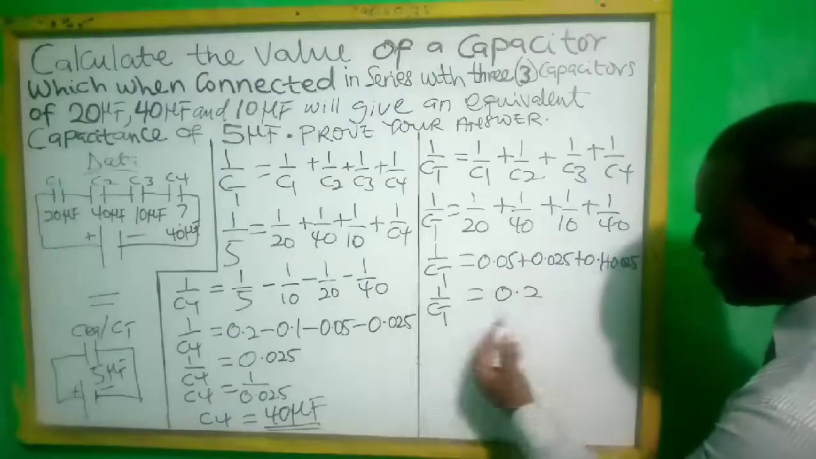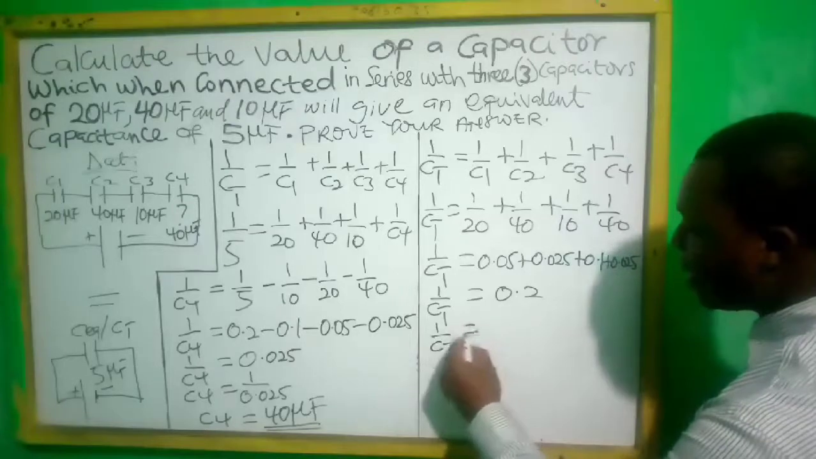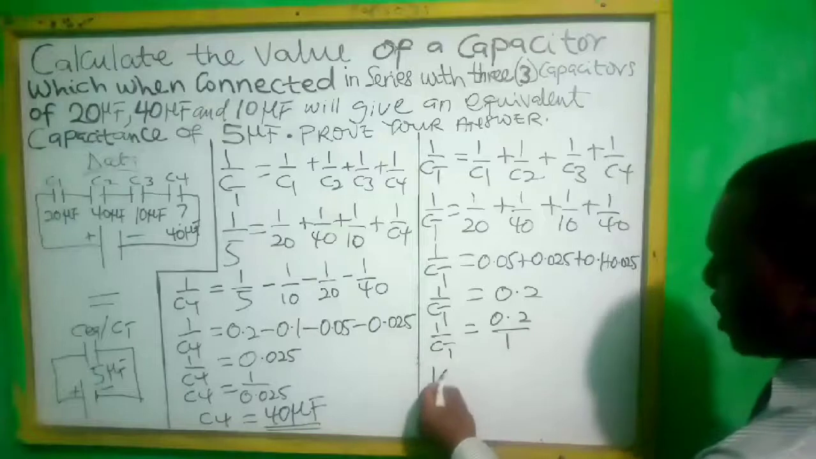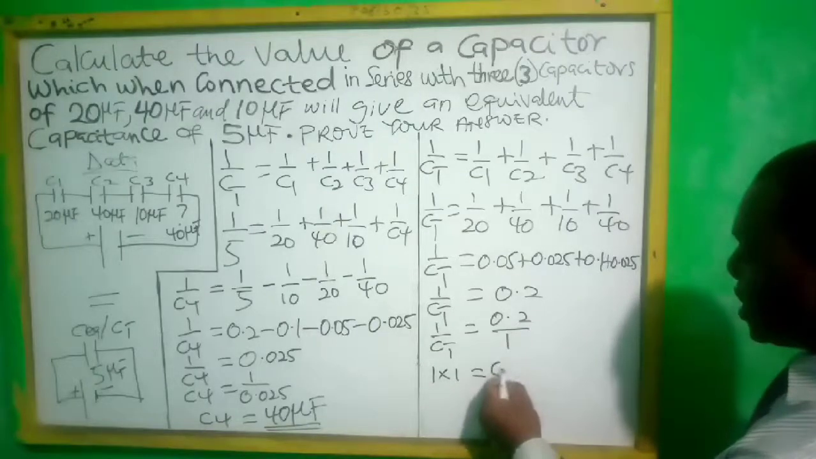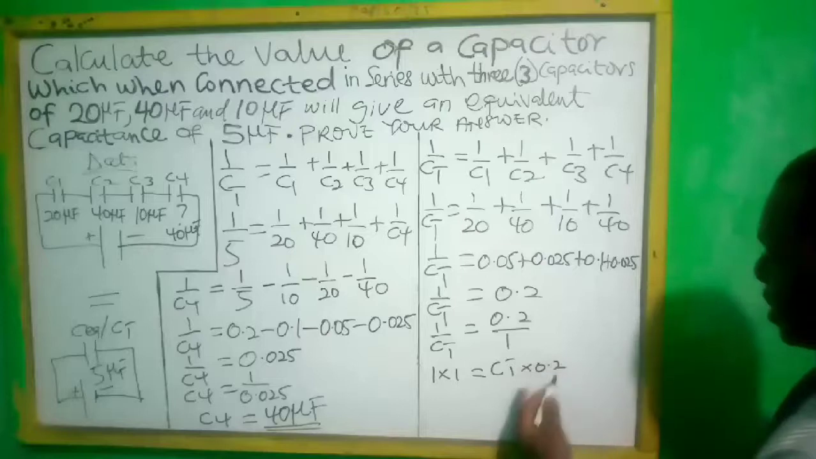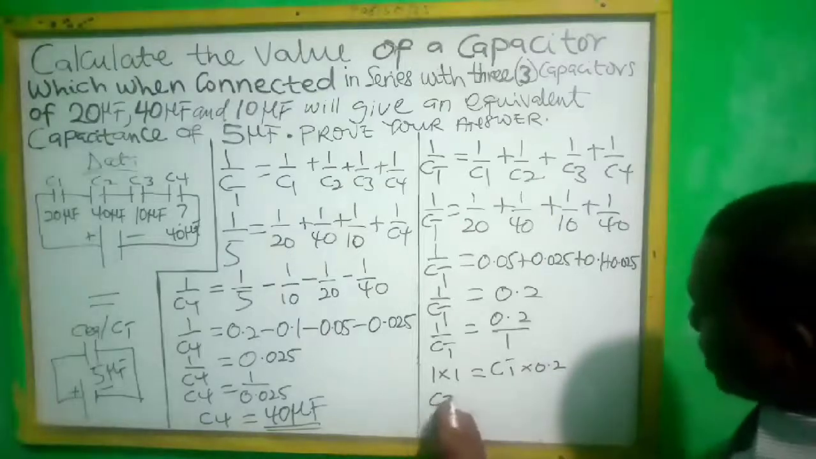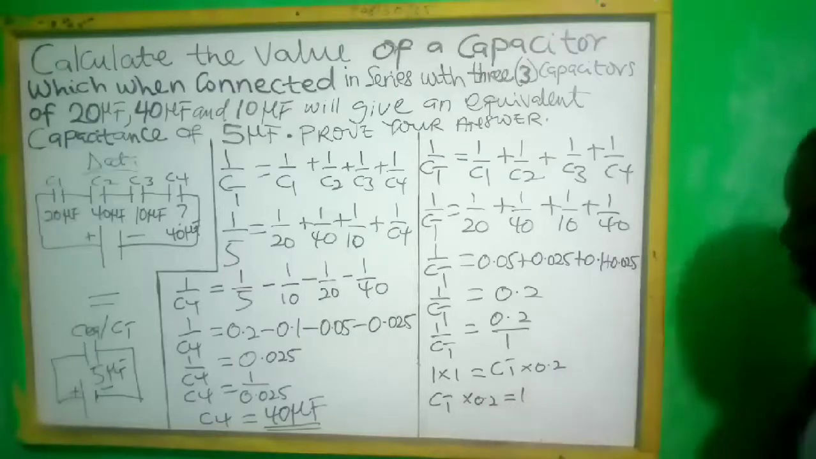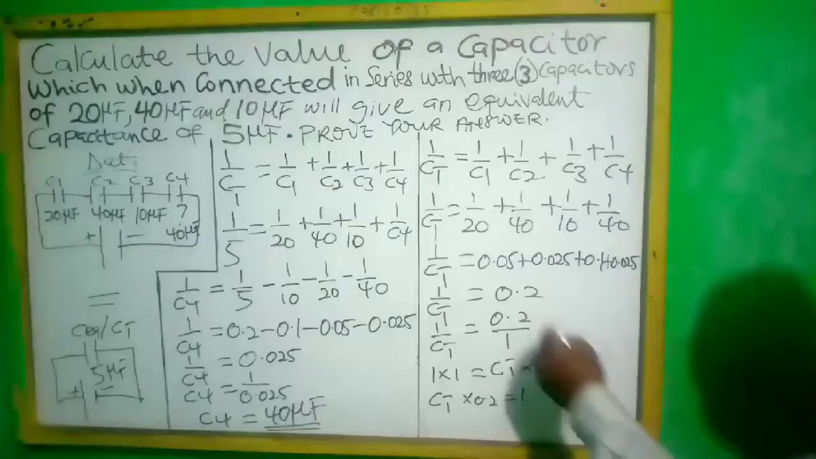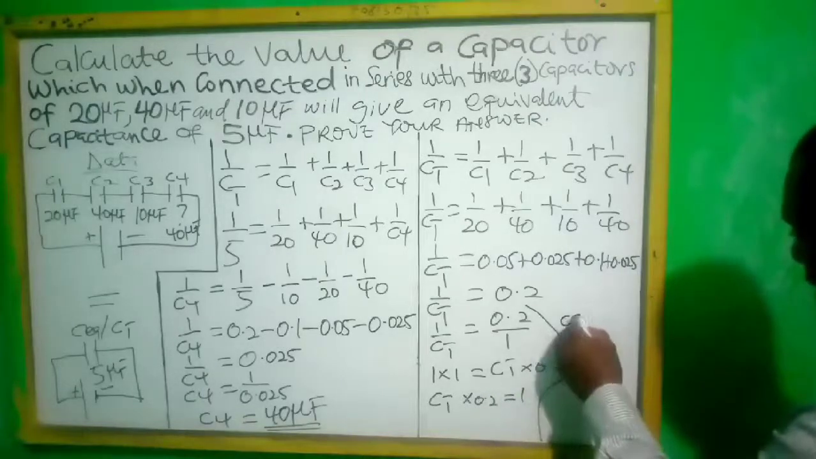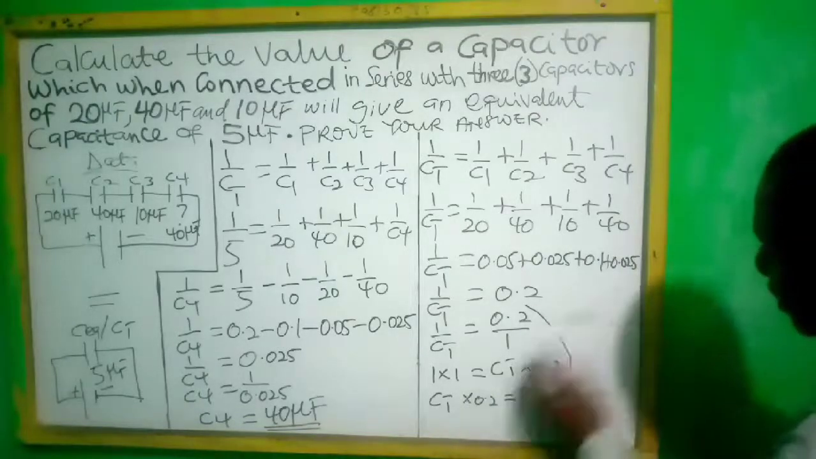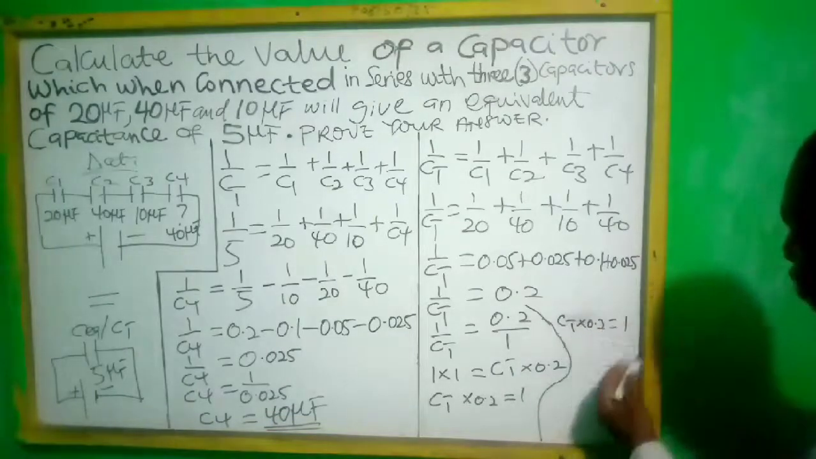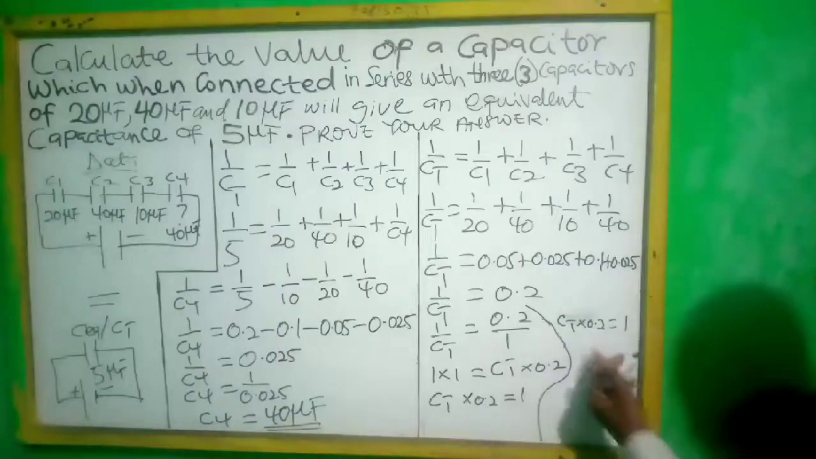When you get here, you can do it like this, equal to 0.2 over 1. So just multiply 1 multiplied by 1 equal to CT multiplied by 0.2. Let's change it. CT times 0.2 equal to 1 times 1, which is 1. Because we are looking for CT, let's bring this value here. So CT times 0.2 is equal to 1.